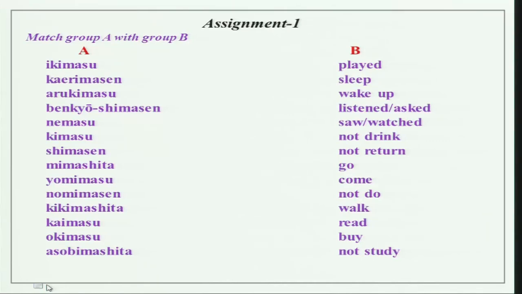The first assignment that I had given you was match group A with group B, which you have been doing all along from lesson 1. So these are some verbs here, in the left column, column A, and the meanings of these verbs in column B. You also have verbs in present tense, in past tense, and in negative. So please properly try to do them, and you could repeat after me as well.